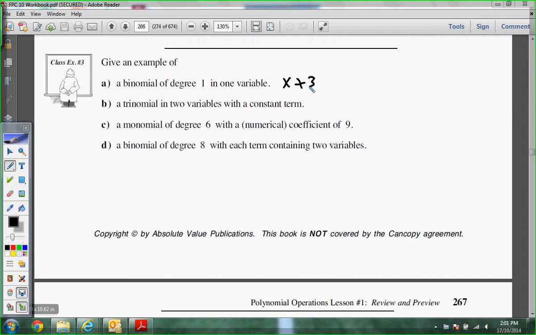These are just examples. A trinomial in 2 variables with a constant term. So x plus 4y plus 5 is the example I have in my notes here. So it's a trinomial. I have 2 variables, and my constant is what? 5. Good? Okay, a monomial with a degree of 6 with a numerical coefficient of 9. What does coefficient mean again? Yeah, in front of the variable. Good, Brandon. So 9, and on mine I put an A, but I don't want 9s and A's. Let's go 9x to the 6th.